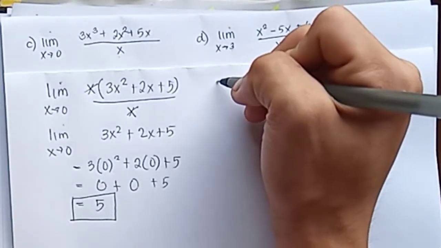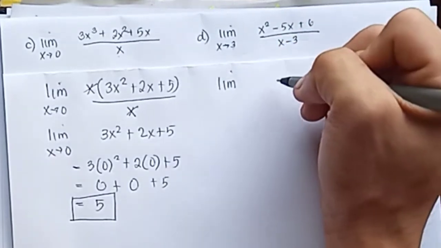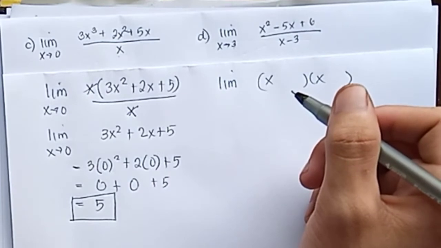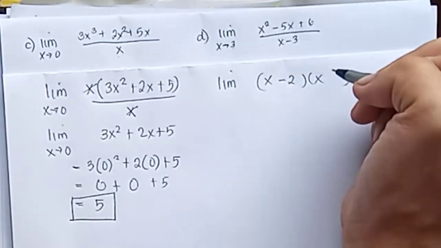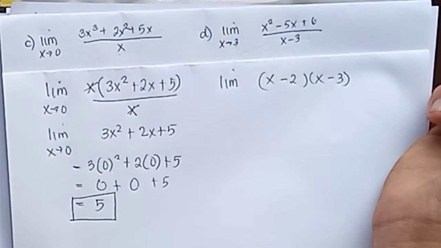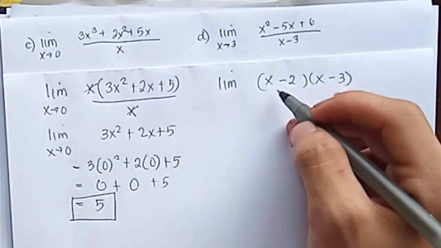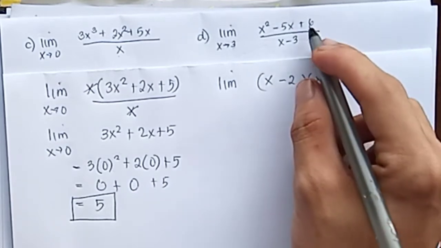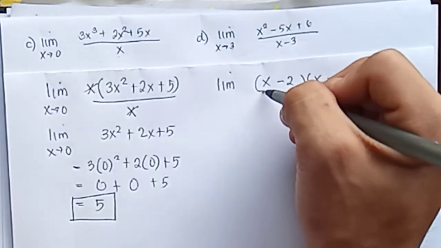Okay, so the factor of the numerator, ano kaya ang factor ng numerator? We have x minus 2 and x minus 3, because negative 2x minus 3x is negative 5x, and negative 2 times negative 3 is positive 6. So, correct. Tama ang ating factor.